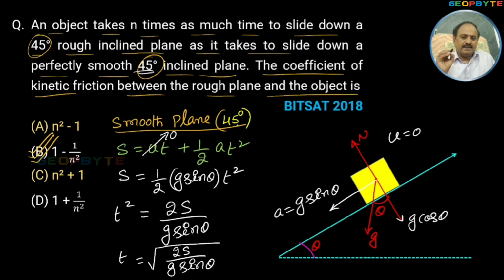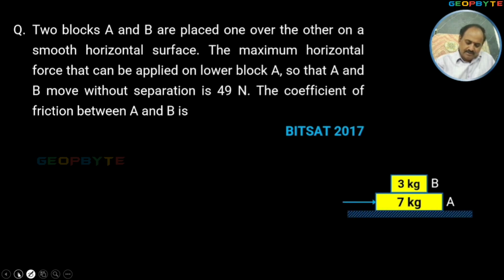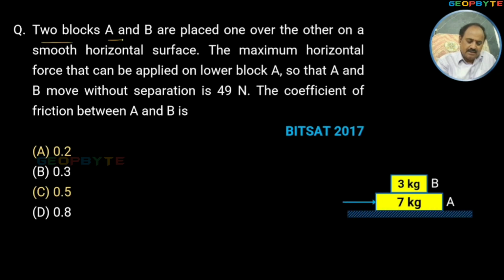Okay. Similarly, shall I take another important question? Yes. Look at the another important question. Try to read it clearly. It is asking like this: two blocks A and B are placed one over the other on a smooth horizontal surface. This is the smooth horizontal surface.